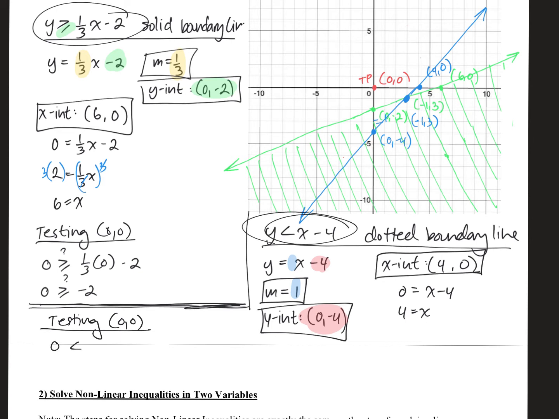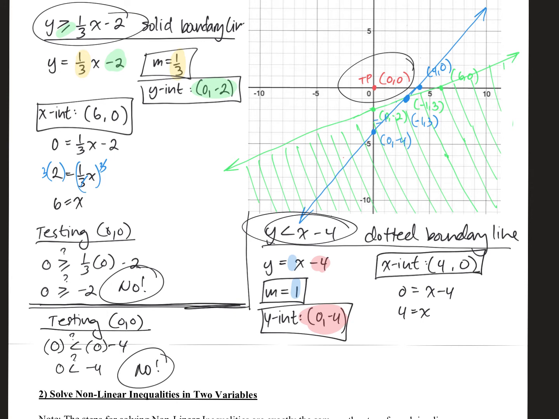So is 0 less than 0 minus 4? We've subbed in that for x and y. Well, is 0 less than -4? The answer is no. Make sure to state, actually, whether or not you thought it was a true statement or not. Okay, so since it's not less than -4, that means this test point is false. So we're going to shade the other side.